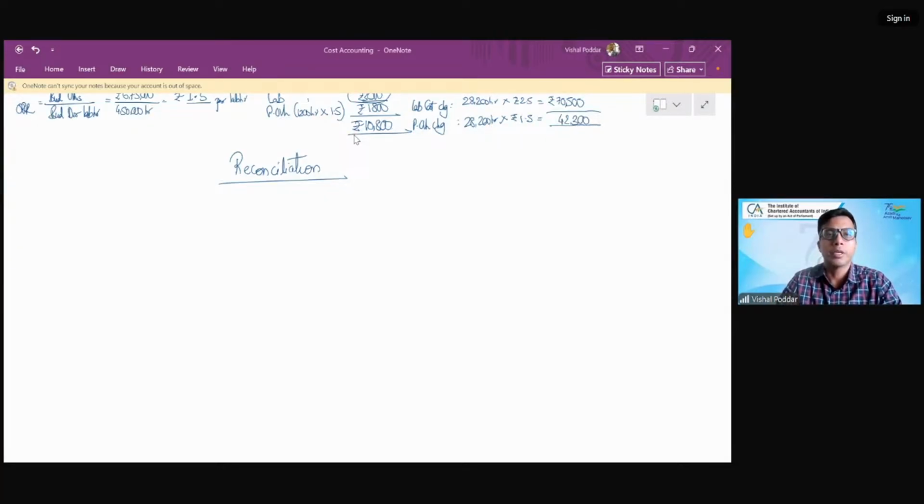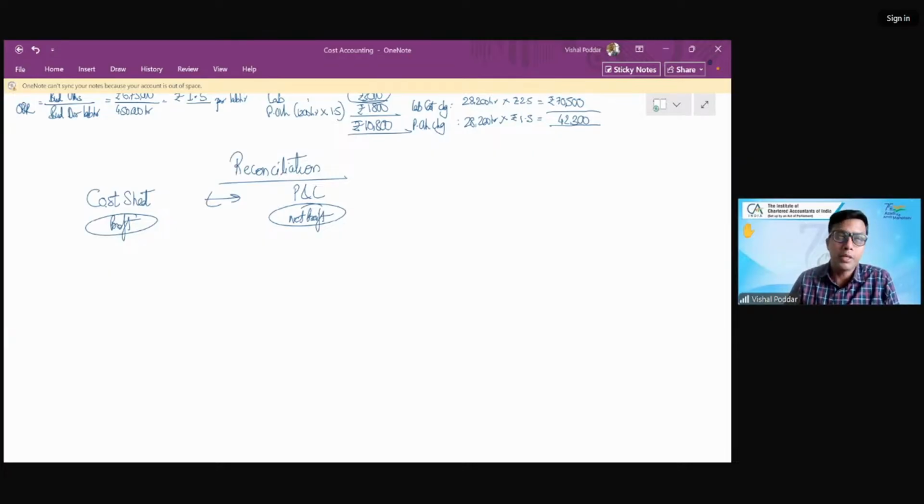Now, students, in reconciliation, what we are supposed to do. In cost accounts, you have either the cost accounts or your cost statement, which is the cost sheet. And in financial, you have your P&L account. Now cost sheet also shows some profit, and your financial accounts also show some net profit. It represents the net profit of the same entity, which is the same company. However, both these profit figures are different because cost sheet follows its principles, P&L follows accounting principles.